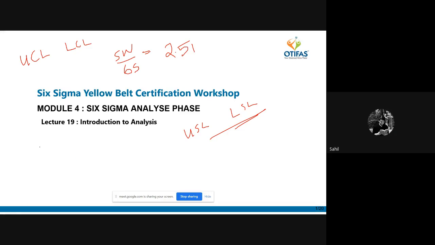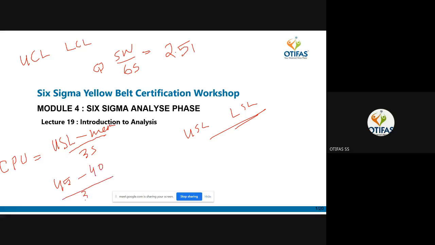Now, what is CPU? We have calculated this as CP. Now, CPU is calculated as USL minus mean, divided by 3 times the standard deviation. USL is 45, mean is 40, divided by 3 times the standard deviation. What is the supplier D standard deviation? 104 something? When you calculate this, you get CPU, and when you calculate CPL, CPL is mean minus LSL divided by 3 sigma, 3 times the standard deviation. When you calculate it, you get CPL as 2.43.